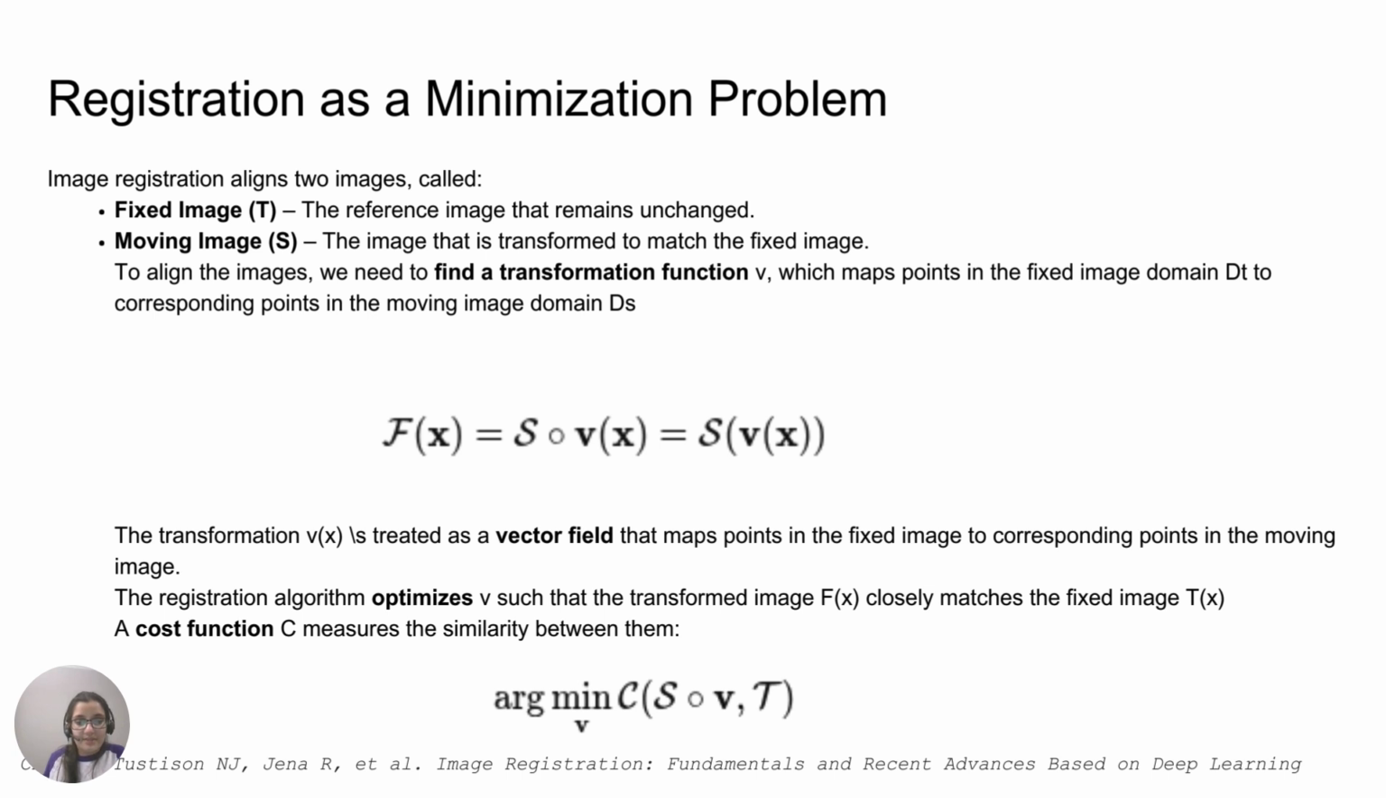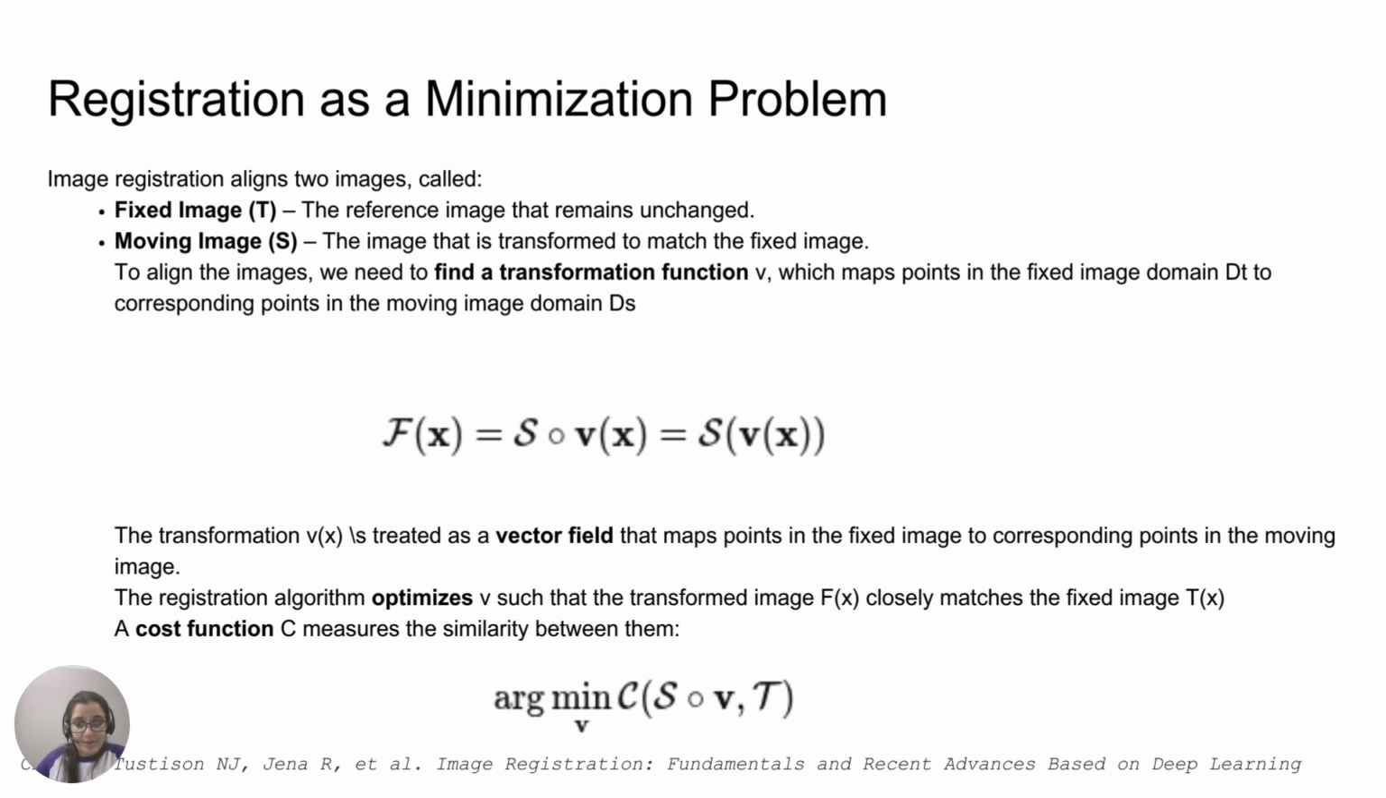The registration can be considered as a minimization problem because here the goal of this problem is to align a moving image with a fixed image by finding a transformation that maps points in one image to the corresponding points in the other. So the main goal is to estimate the transformation vector v, which maps the fixed domain to the moving domain.